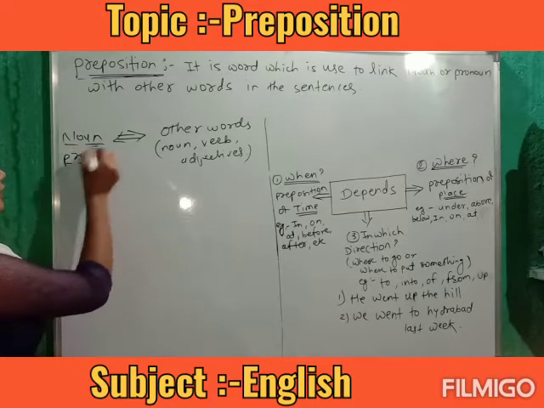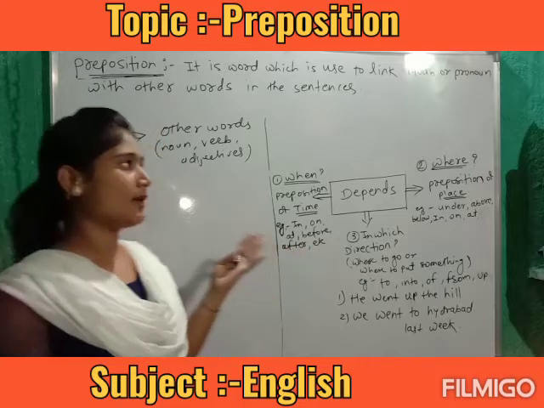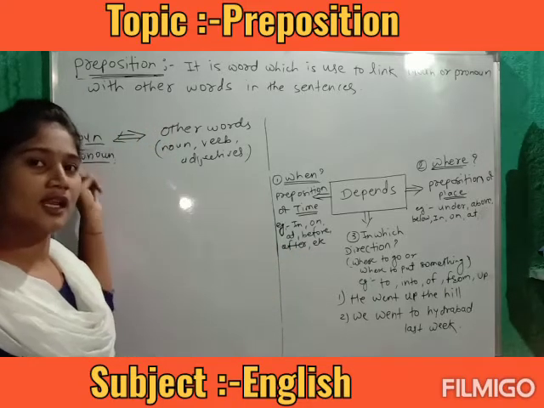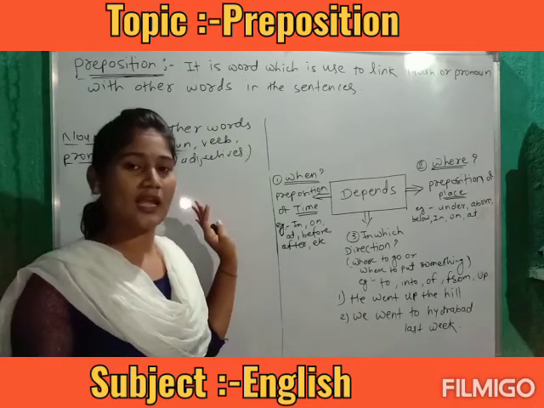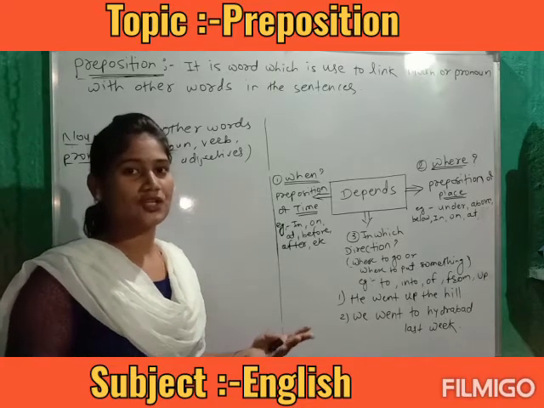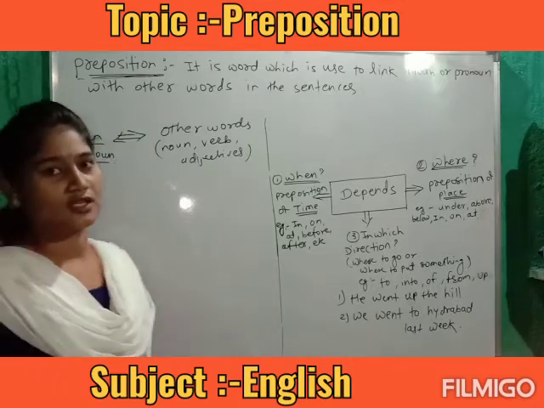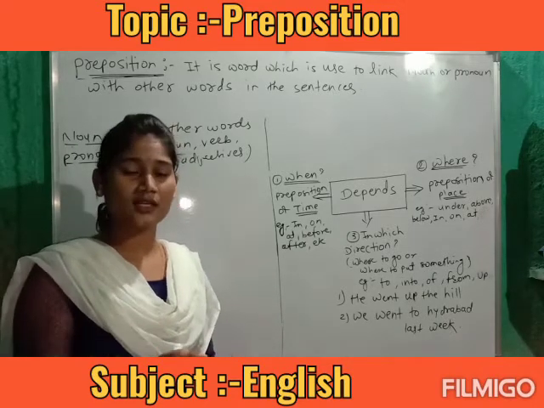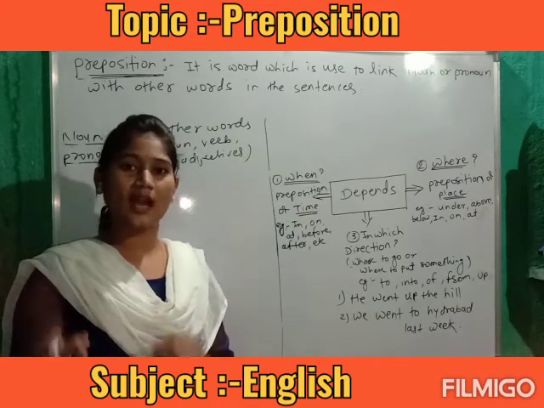What is a noun? It is the name of any person, place, animal, thing. And what is a pronoun? A word which is used instead of a noun is called a pronoun, like he, she, it, we, they. I will teach you all this later, but first we are going to focus on what a preposition is. So have you got it? It is the word which is used to link a noun or pronoun with other words like a noun, verb or adjective.